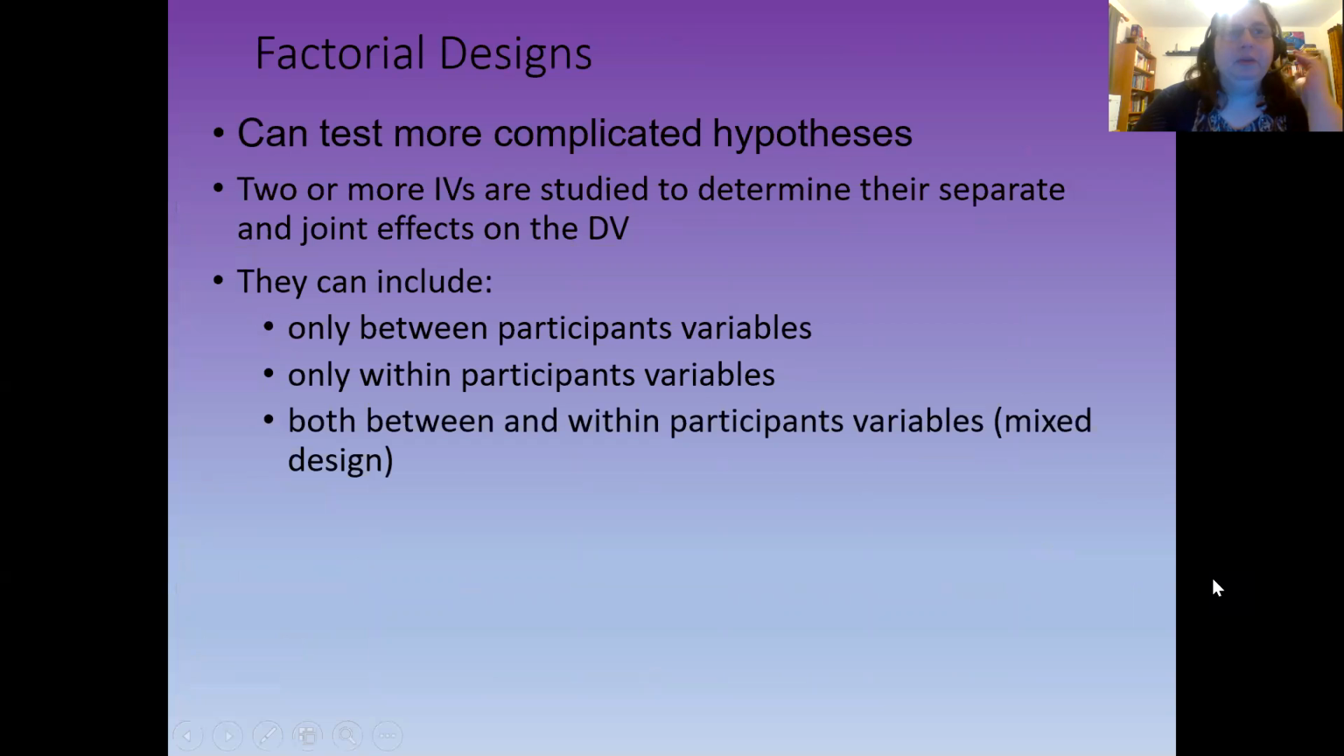So let's talk about this a little bit. The cool thing about factorial designs is that you can test more complicated hypotheses, like we just talked about with gender and with plants. Two or more independent variables are studied to determine their separate and joint effects on the dependent variable. And what's kind of cool is you can include only between participants variables, like I just talked about with the gender and the different groups receiving the plants. Or only within participants variables.